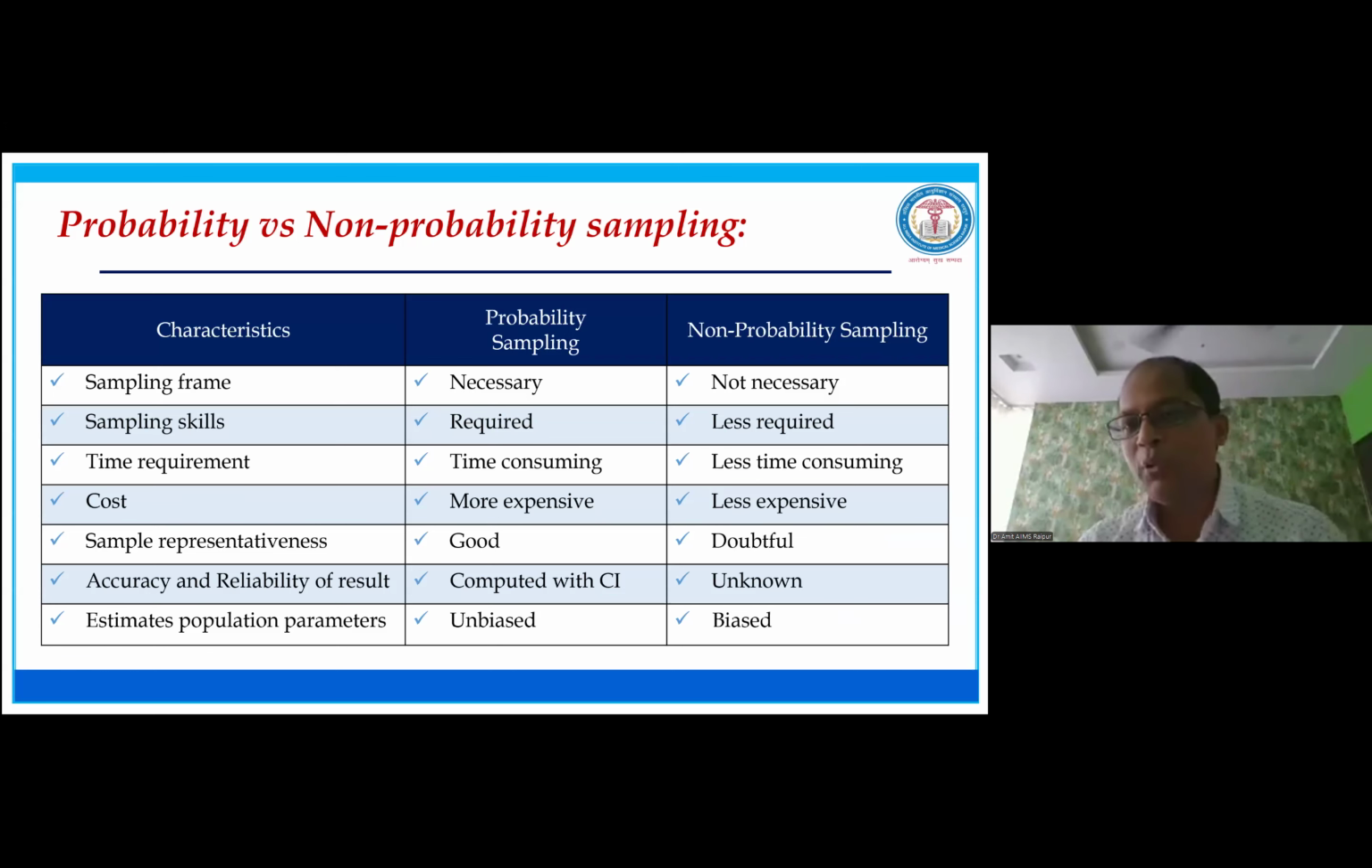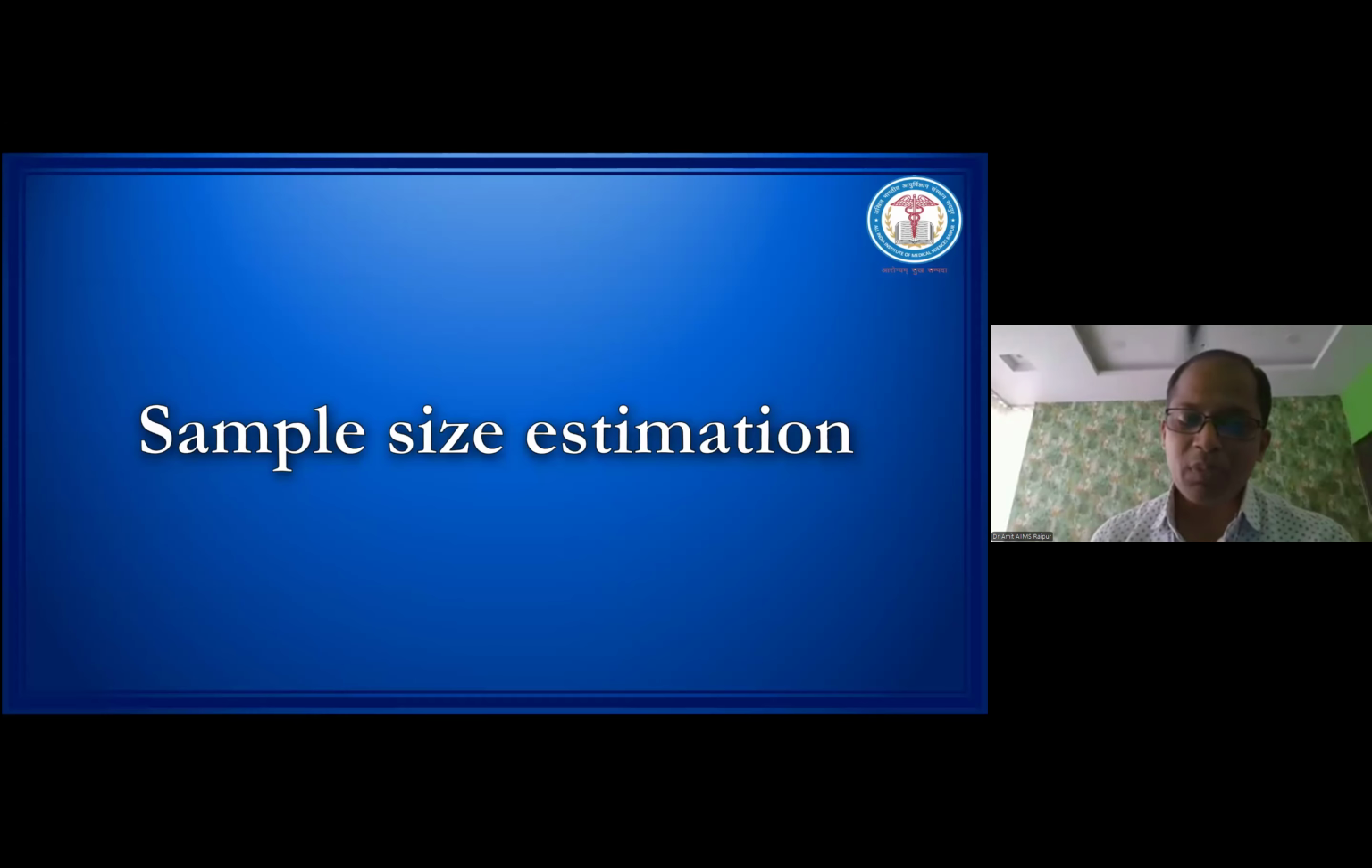But in non-probability sampling, it is less expensive, but doubtful, and we don't know the accuracy and reliability of the findings we get from that kind of sampling, and it is full of bias.